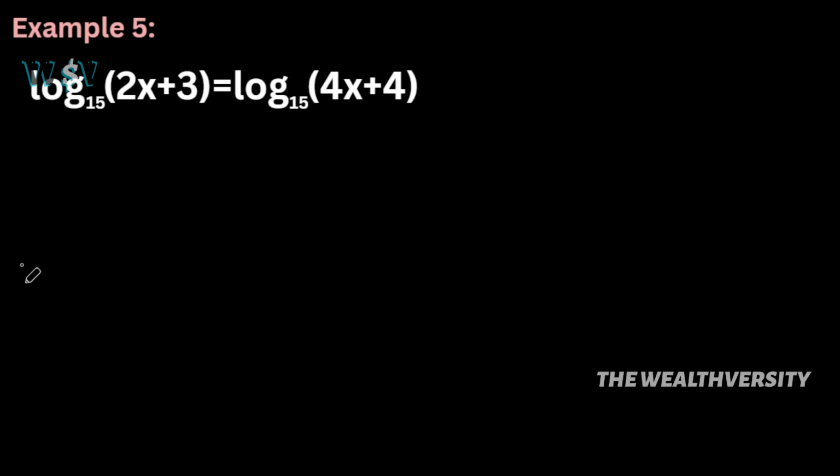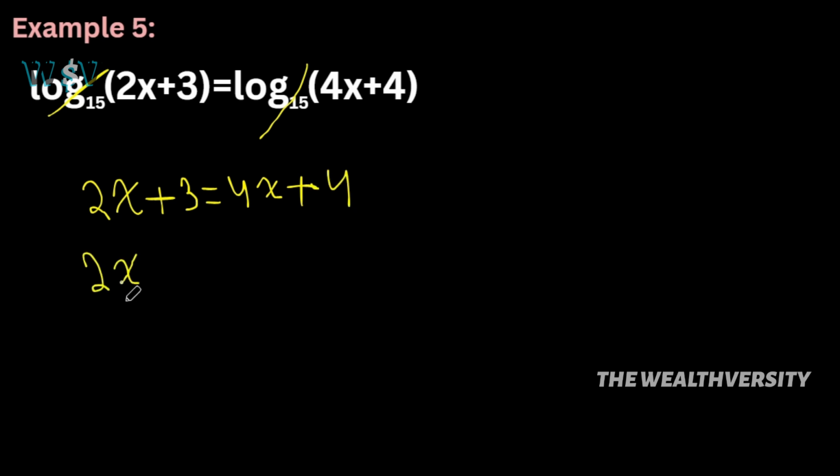We have log 2x plus 3 with a base of 15 is equal to log 4x plus 4 with a base of 15. Referring to our logarithm laws, this equation represents the equality rule, where both sides of the equation have the same base, meaning log 15 on each side cancels, which gives us 2x plus 3 is equal to 4x plus 4.